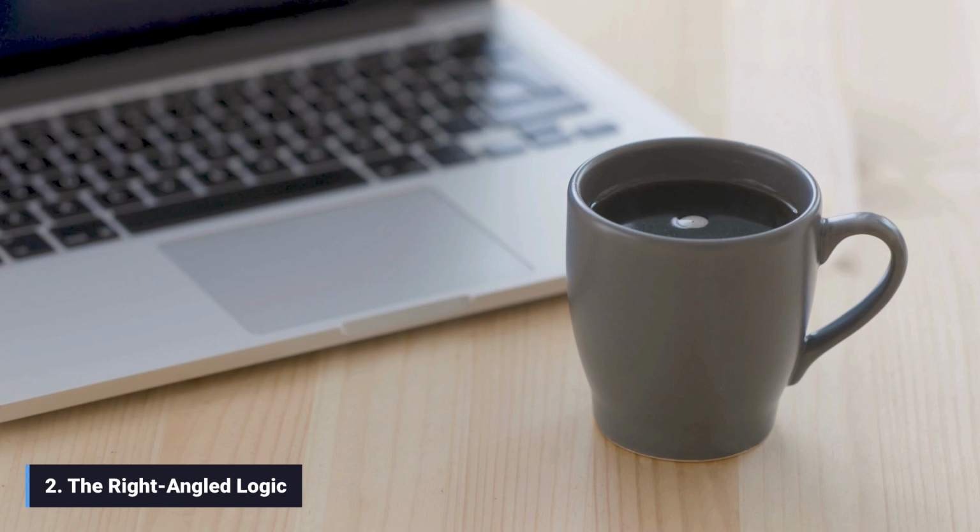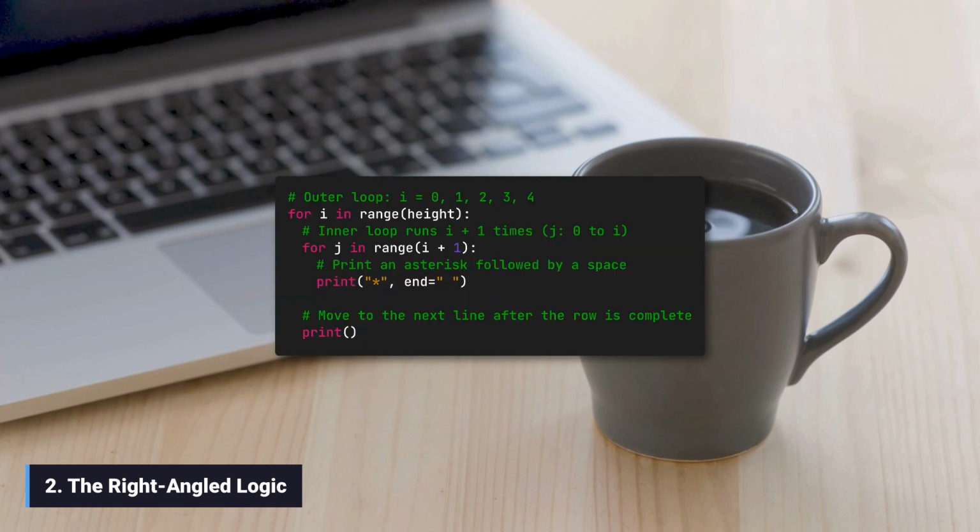2. The right-angled logic. For a right-angled triangle, the number of asterisks printed in any row must equal the current row number plus 1. Since the outer loop variable I goes from 0 to 4, the inner loop needs to run from 0 up to, but not including, I plus 1.